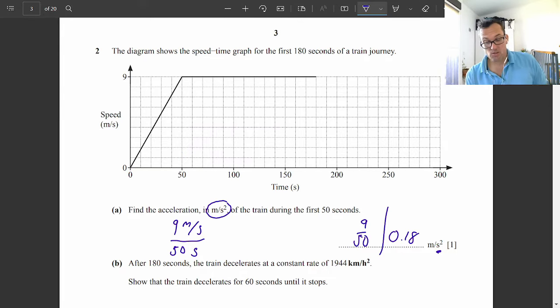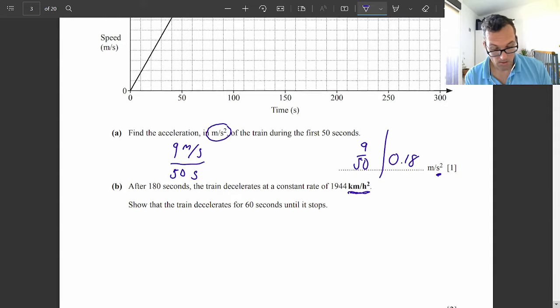After 180 seconds, the train decelerates, slows down, at a constant rate of 1,944 kilometers per hour squared. Show that the train decelerates for 60 seconds. You see that kilometers per hour squared is in bold. And so when something is bold, pay attention. The reason it's in bold this time is because we are working in meters per second. They give it in kilometers per hour, so we need to change that to meters per second.